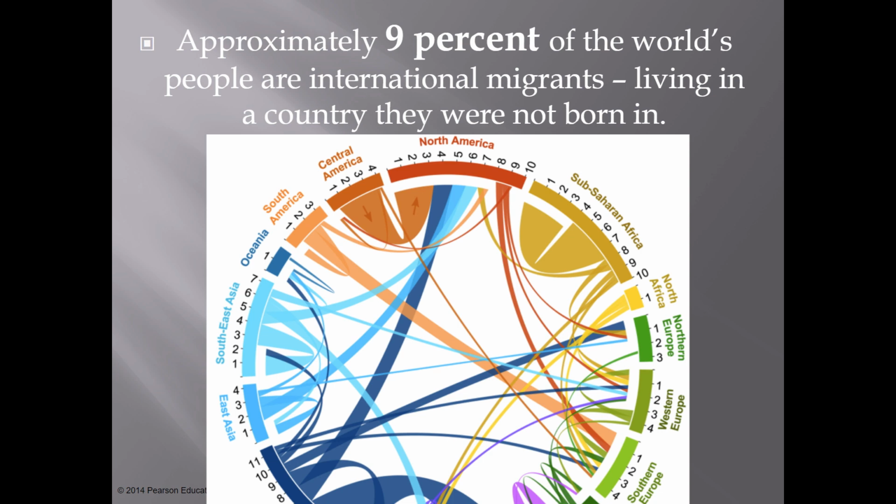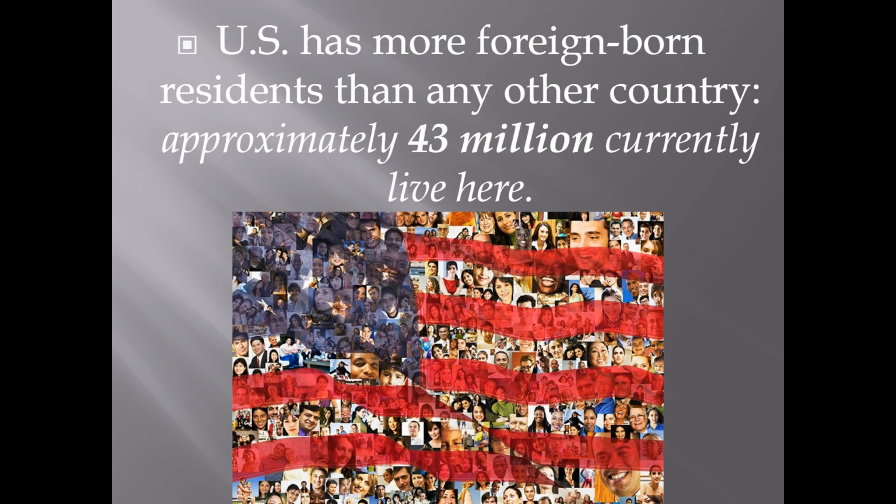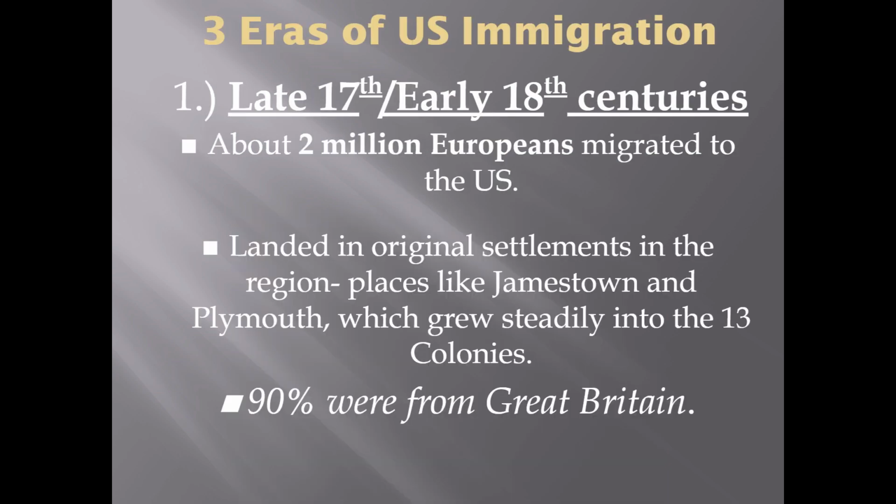Now, just so you know, 9% of the world's population are international migrants, so they were not born in the country that they currently live. So about 1 out of 10 people worldwide is a foreign-born resident. And ironically enough, despite what you might hear a lot in the news or in the media recently, the U.S. is actually the place that welcomes the most. We have the most foreign-born residents of any country in the world. We have 43 million foreign-born residents that live here. That's a lot more than our next closest net in countries. So the U.S. is a magnet. It attracts people from around the world in huge, huge numbers.